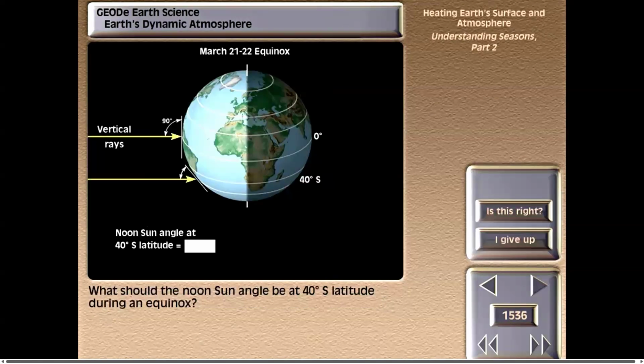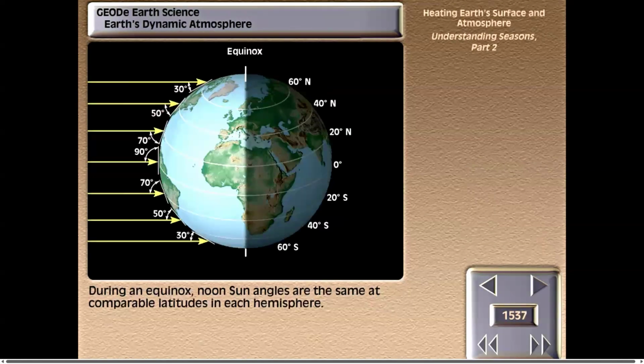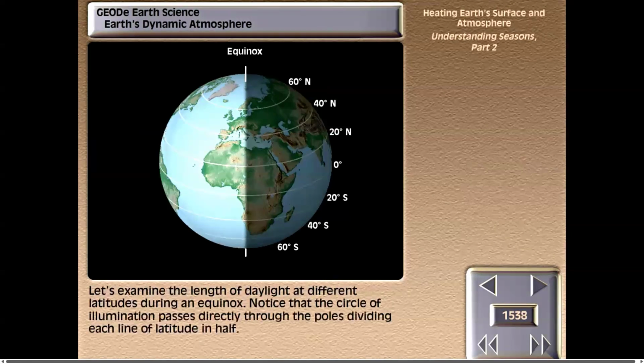What should the noon-sun angle be at 40 degrees south latitude during an equinox? During an equinox, noon-sun angles are the same at comparable latitudes in each hemisphere. Let's examine the length of daylight at different latitudes during an equinox.